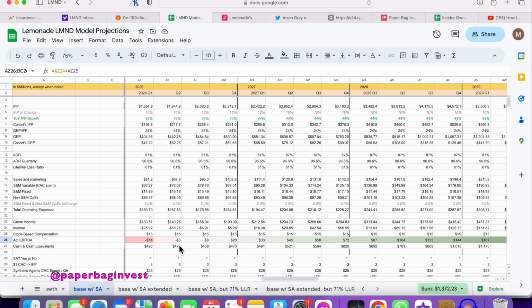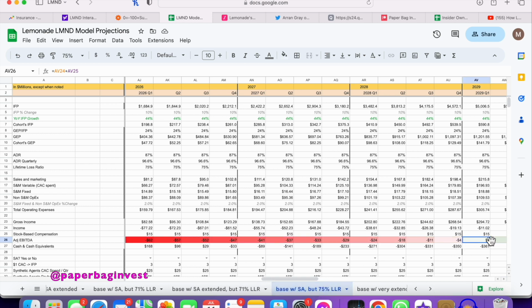And again, the base case profitability is mid-2026, base case with synthetic agents, mid-2026. And with the 75% loss ratio, crank that up, then you're going from mid-2026 all the way like 2.5 years later, till 2029.